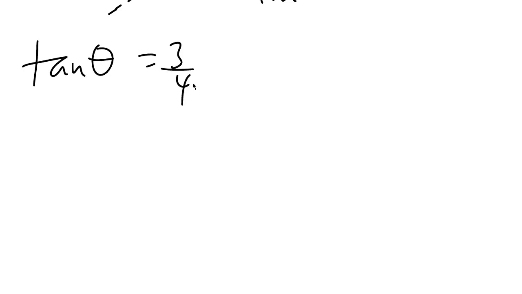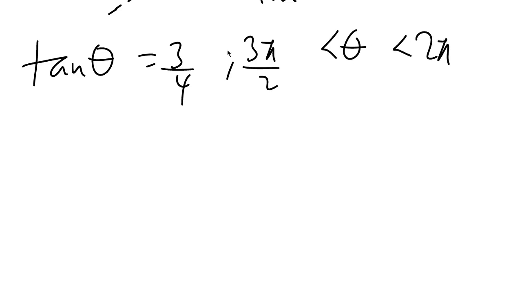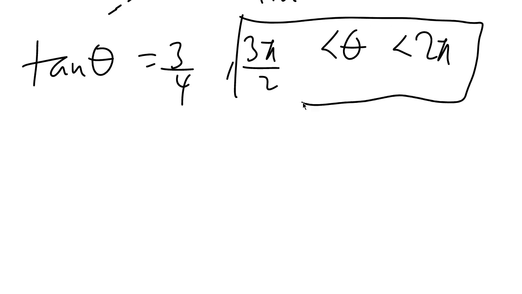Okay, let's take more so that you have a clearer understanding. So let's say I'm given this question. Tan theta is equal to 3 over 4. 3 pi over 2 less than theta less than 2 pi. You should be able to interpret this. What's the meaning of this? It simply implies that theta is greater than what? 3 pi over 2 or less than what? 2 pi.